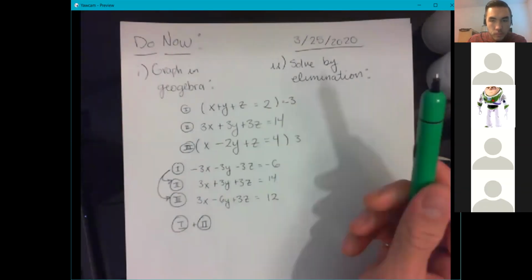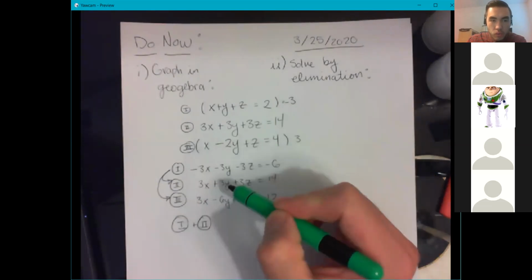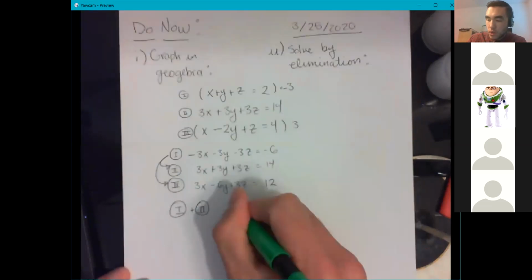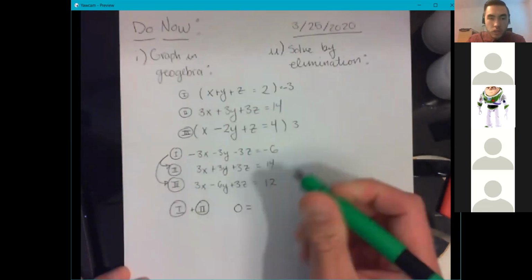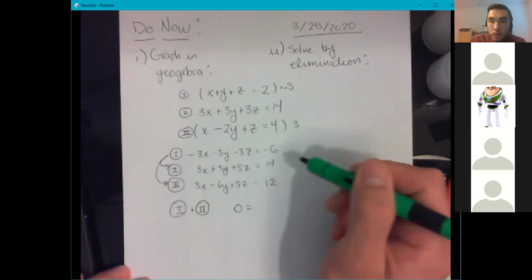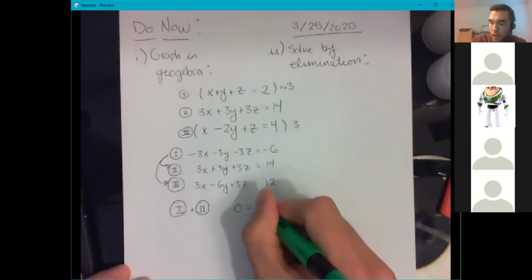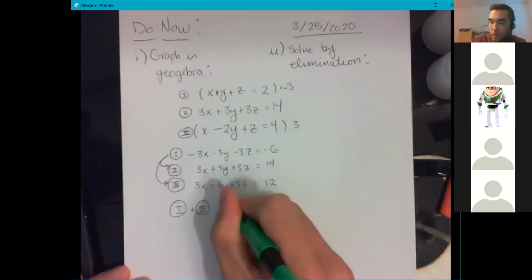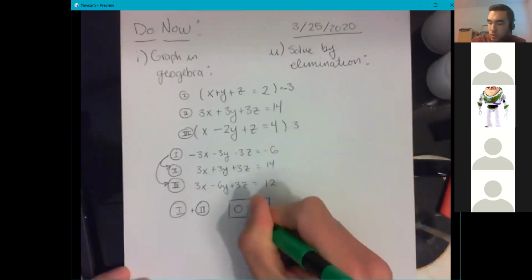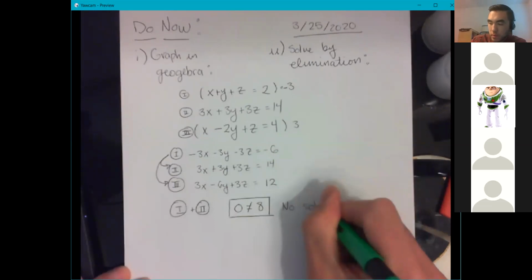Everything cancels out. Yeah, -3x minus 3x, 3y minus 3y, 3z minus 3z. The left-hand side of this sum just gives us 0. And 0 is apparently equal to what, 8, on the right-hand side? -6 and 8. Oh yeah, 8. 0 equals 8, which it doesn't. This is a false statement. And as a result, we know that there is no solution to this system whatsoever.